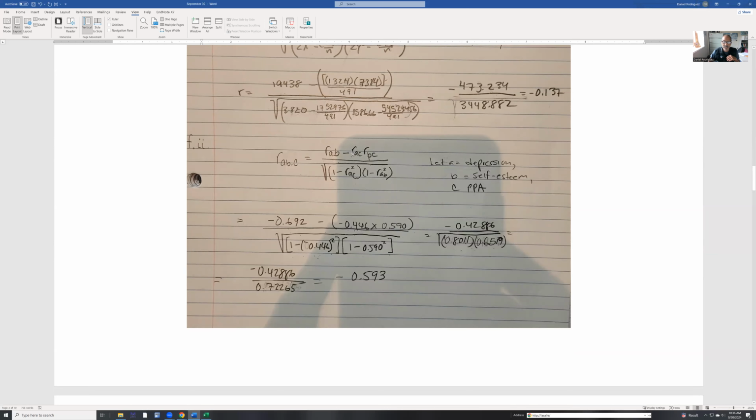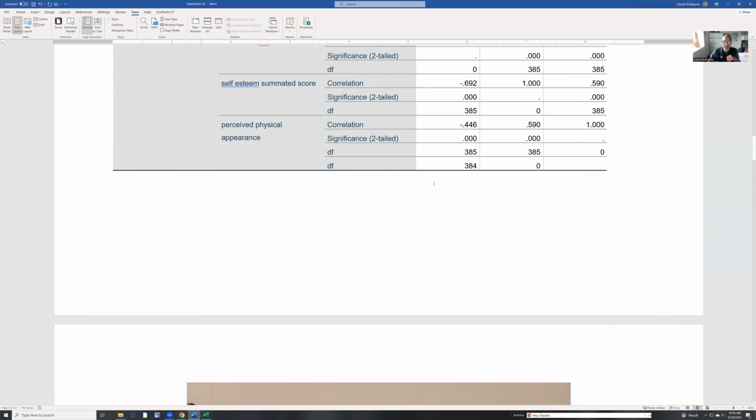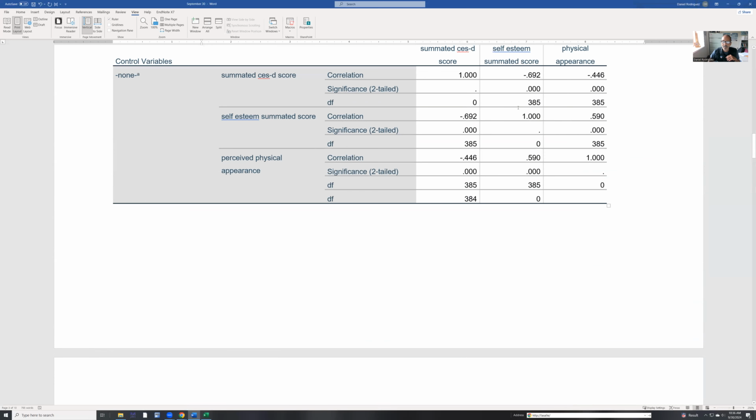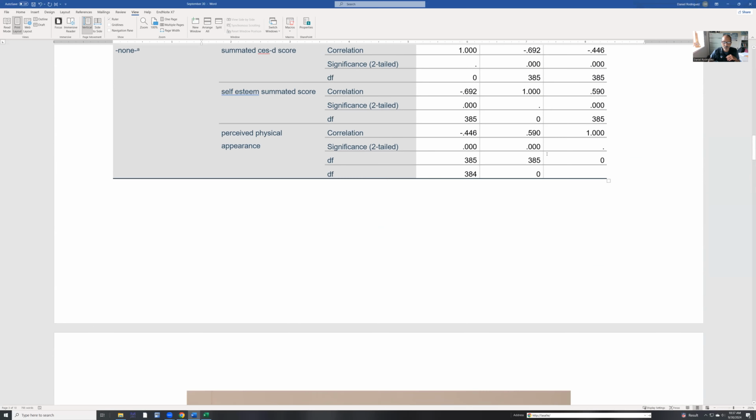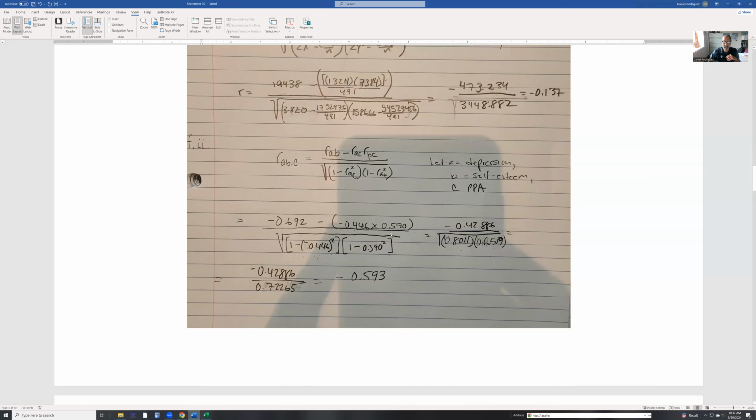the correlation between depression and perceived physical appearance, and the correlation between self-esteem and perceived physical appearance. We need depression and perceived physical appearance, minus 0.446. There it is, minus 0.446. And then the correlation between self-esteem and perceived physical appearance was pretty high, 0.590.